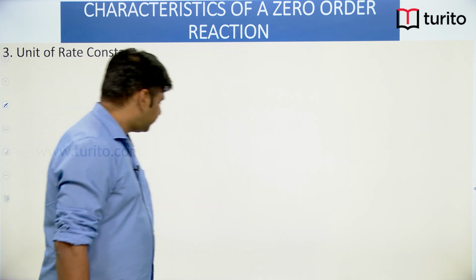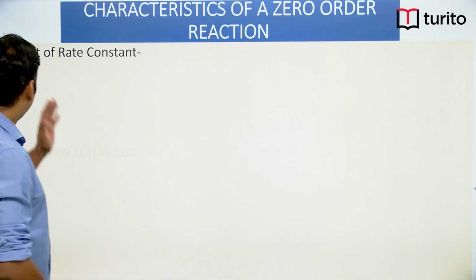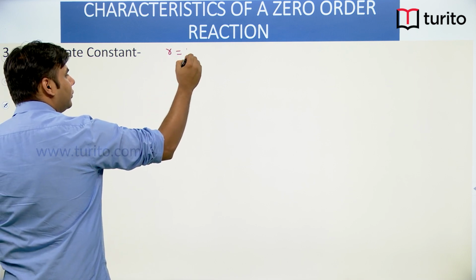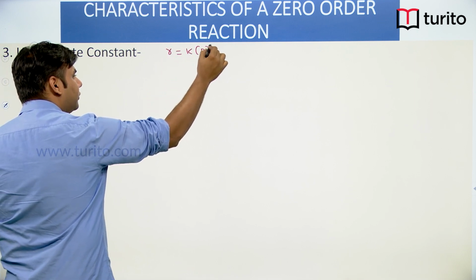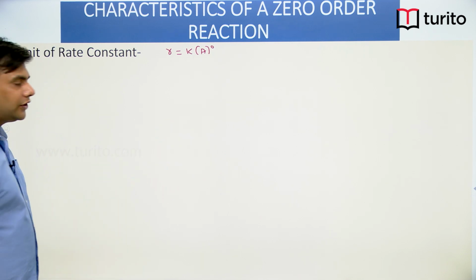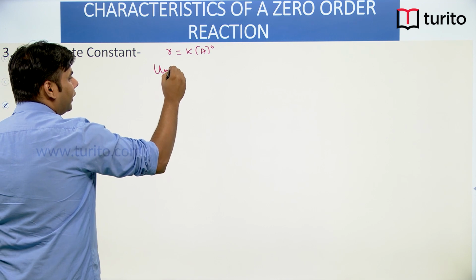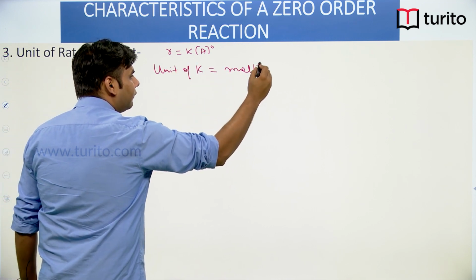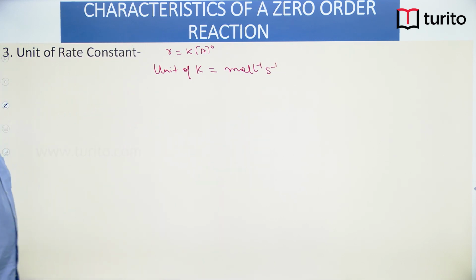Okay. The next important point is the unit of rate constant. Now we know that rate is equal to k into concentration of A raised to power 0, and A raised to power 0 is 1. So basically rate is also equal to rate constant. So the unit of rate constant in this case would be same as that of the rate of the reaction. So the unit of k would be moles per liter per second. Okay. So I hope this is clear.